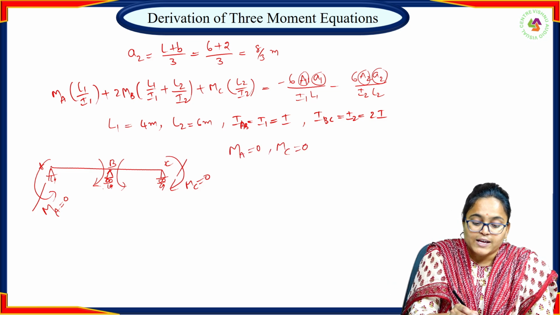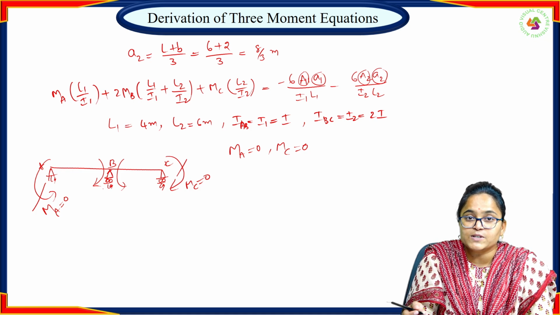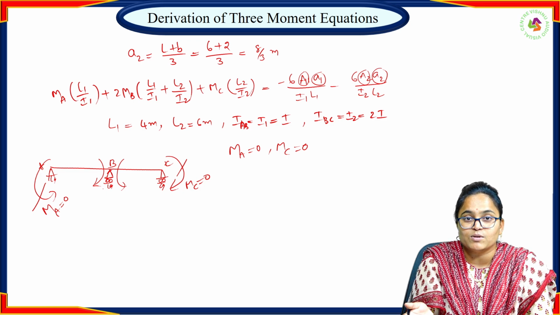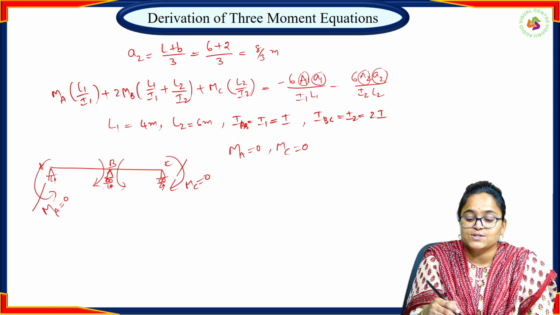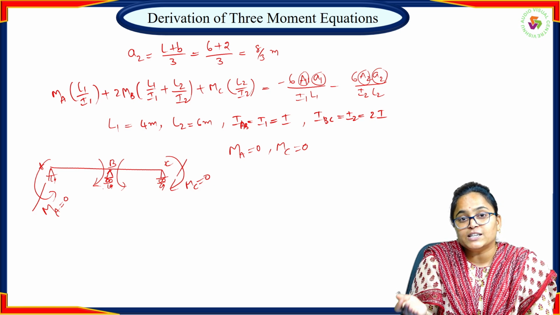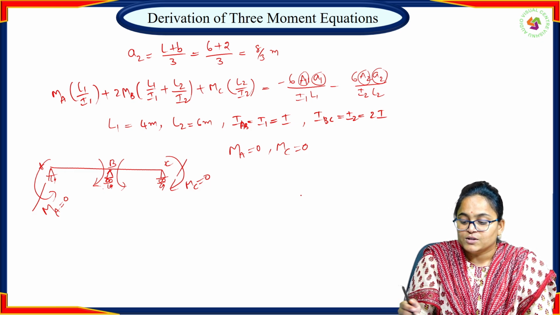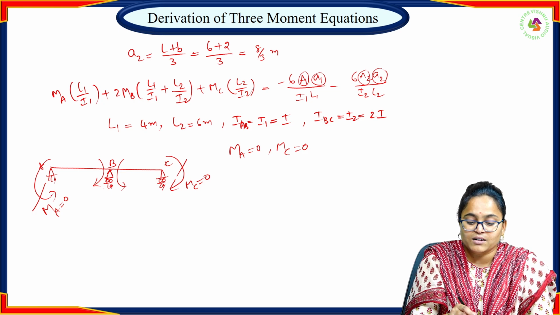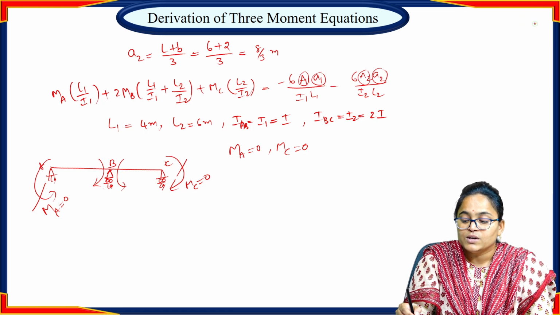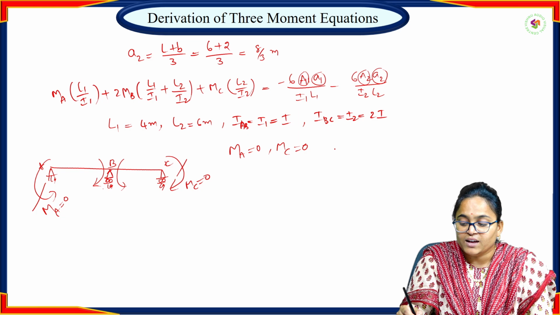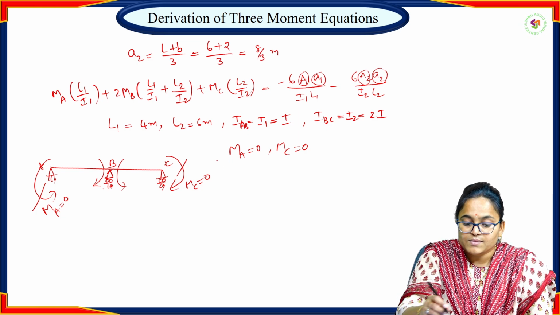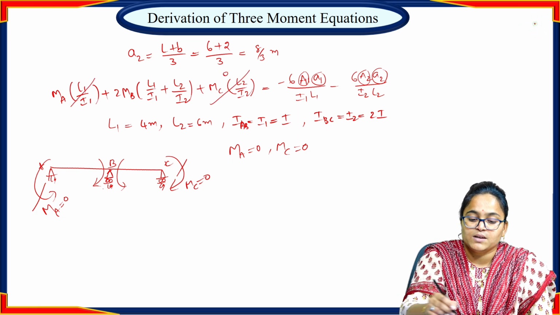Say for example, if support A and support C are fixed supports, this 3-moment equation is not applicable for fixed ends. So in that case, we have to convert fixed support into determinate support, so either hinge or roller. So in that case, we can find out support moments in different way. So here in this case, A and C are hinge and roller supports. Now, MA will be 0 and MC will be 0. Now this term and this term becomes 0.